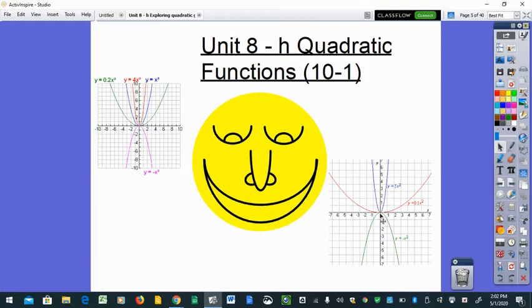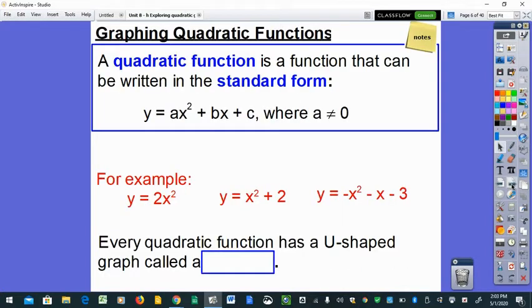And there's also two little graphs here that will be on the notes page that kind of give you an idea of what we're talking about, at least for part of today. So let's start with our vocabulary. A quadratic function is a function that can be written in the standard form y equals ax squared plus bx plus c, where a cannot equal 0.